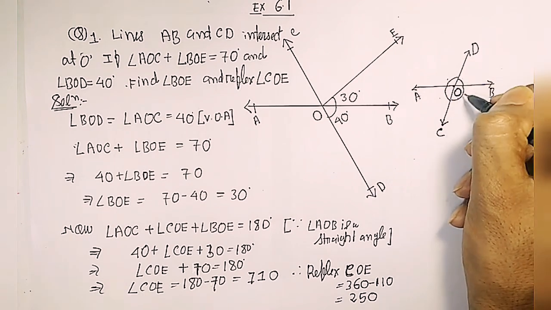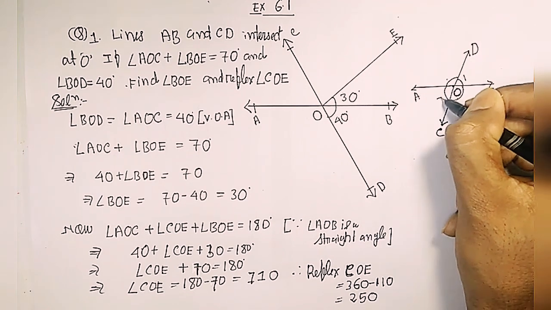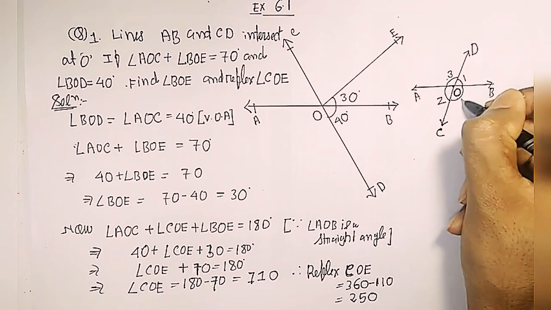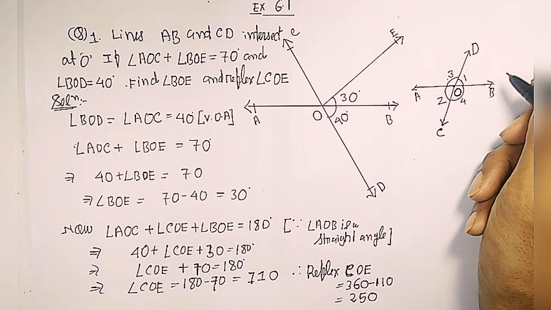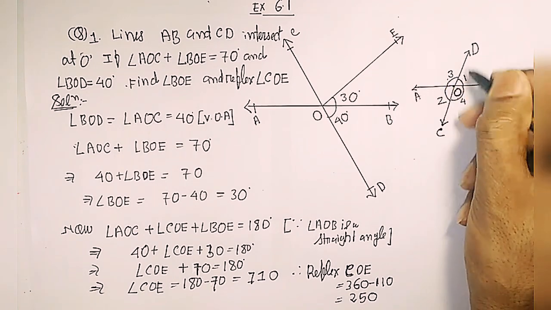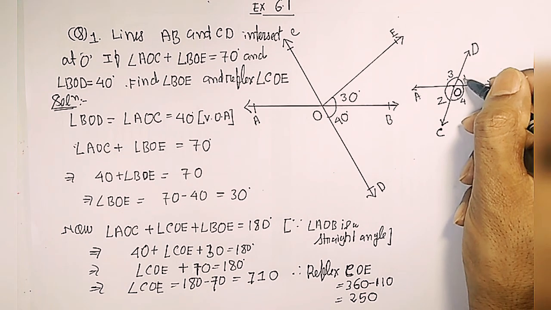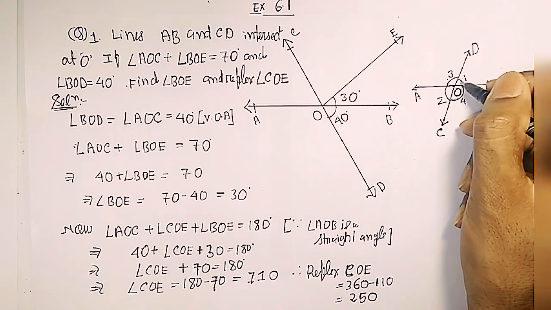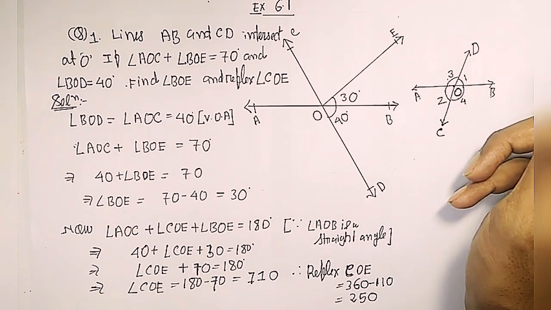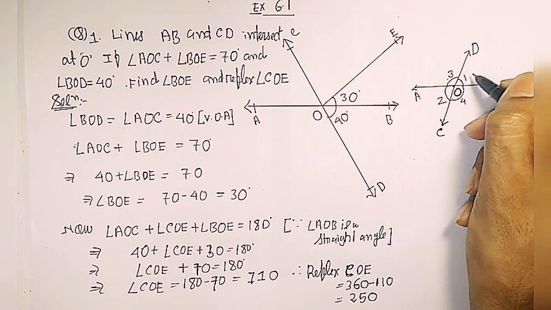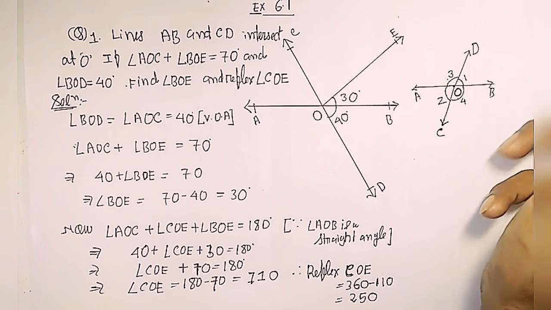Out of these four angles, two angles are exactly opposite to each other. That means 1 is exactly opposite to 2, and 3 is exactly opposite to 4. These opposite angles are known as vertically opposite angles. That means when two line segments intersect at a point O, the angles exactly opposite to each other are vertically opposite angles. We get two pairs of vertically opposite angles, and vertically opposite angles are equal in measure. So this is concept 1.